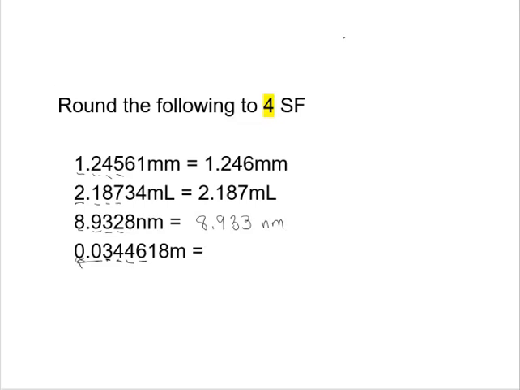These 2 are just going to be placeholders. So when we write our answer out for 4 significant figures, we're going to have to include those 2 placeholders, even though they're not significant. And we're going to include the 3, the 4, and the 6. Those are our 4 significant figures, and these 2 are just placeholders. So that's our answer, and that's meters. 0.03446 meters.